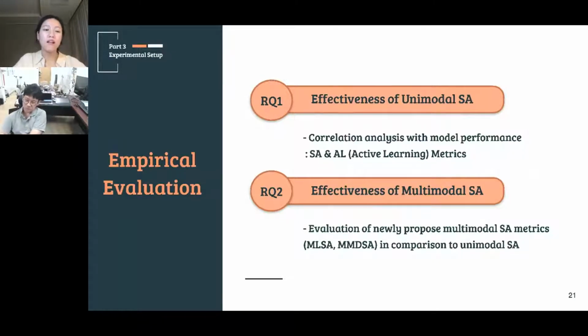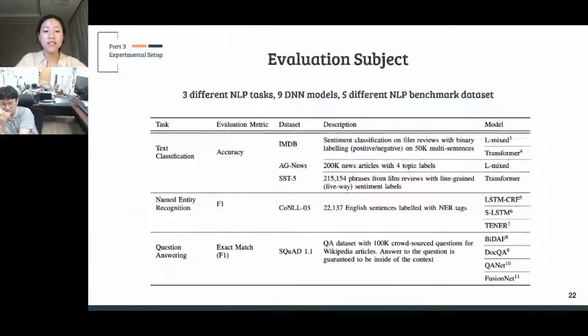First, the evaluation subjects are 9 DNN models, which are all open to the public. We have chosen an authorized dataset for each task. For text classification, the dataset includes sentiment and topic labeling and is evaluated by accuracy. NER models are given more than 20,000 English sentences and evaluated by F1 score. We use SQuAD for QA models, and it is evaluated on whether the answer span exactly matches the ground truth or by F1 score.